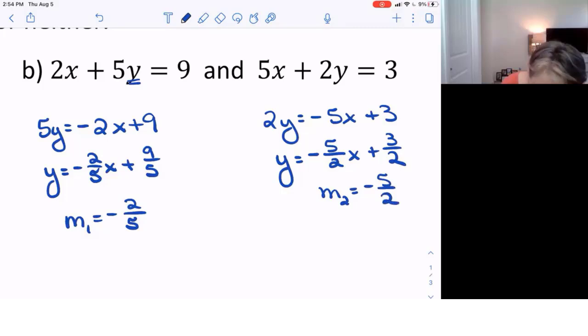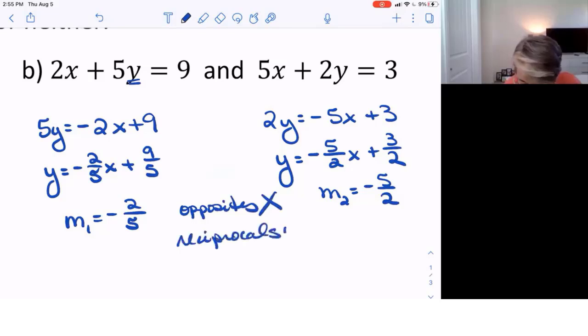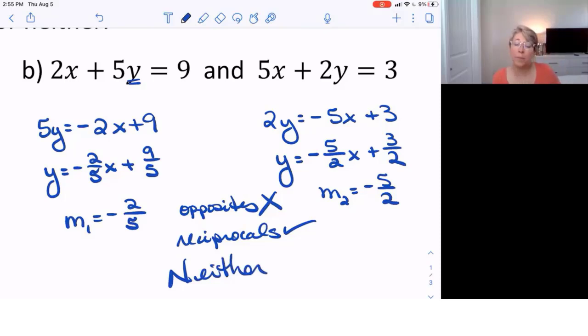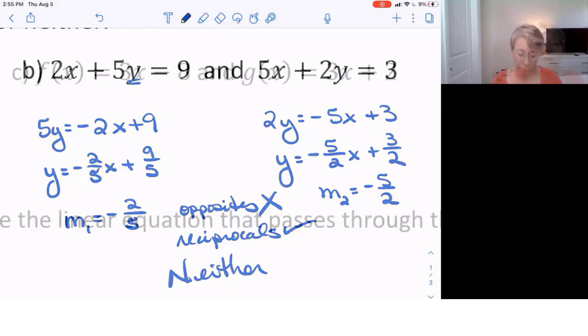Well, these guys are not opposites, okay? Opposites, nope. They're reciprocals, right? But they have to be both. So this pair is neither perpendicular, because it doesn't have both, nor parallel, because they're not identical. They're not exactly the same.